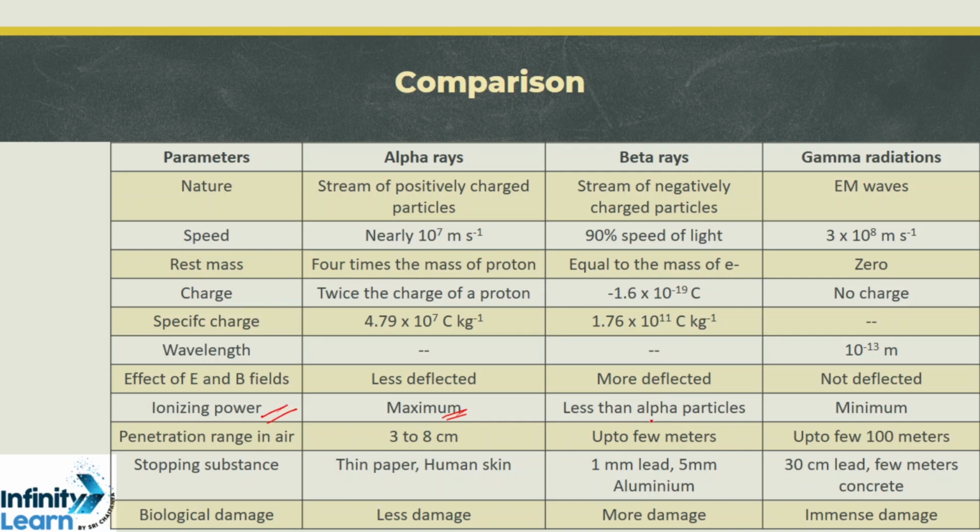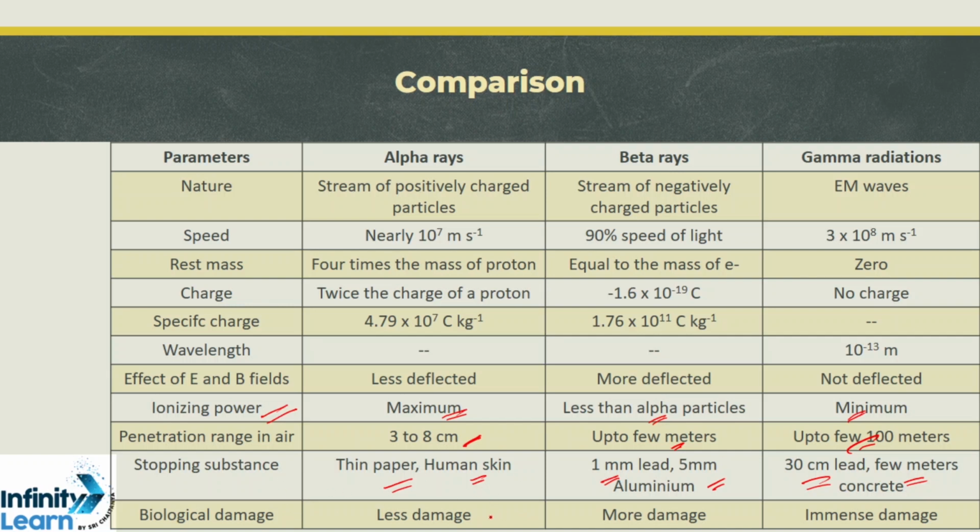For beta particle it reduces by 1 by 100, and for gamma it is 1 by 10,000 of the ionizing power of alpha particle. Penetration range is 3 to 8 centimeter in air. For beta rays it is up to a few meters, and for gamma rays it can go up to a few hundreds of meters. Stopping substance for alpha rays can be thin paper or human skin. For beta rays it can be a 1 millimeter lead sheet or 5 mm aluminium sheet. For gamma radiations it is a 30 centimeter lead block minimum, or a few meters of concrete.